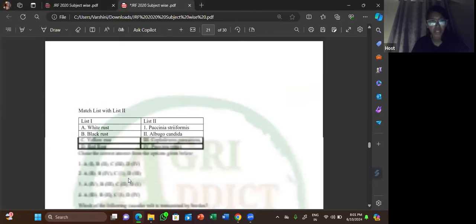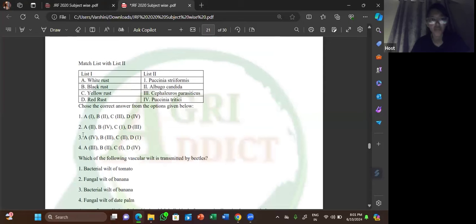Now, let me go to another match the following. See, in list 1, there are diseases, whereas in list 2, there are causal organisms. Please match list 1 with list 2 and let me know the answer. White rust is caused by... Yeah, let me check it. Yes, very good. Option 2. White rust, Albugo candida.